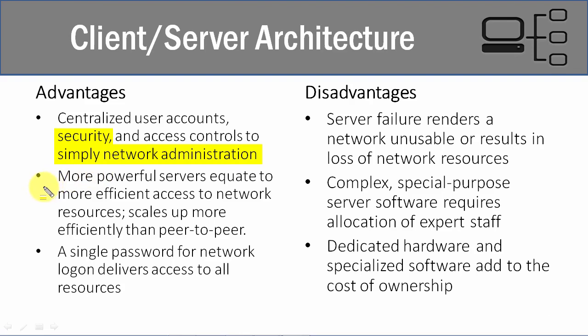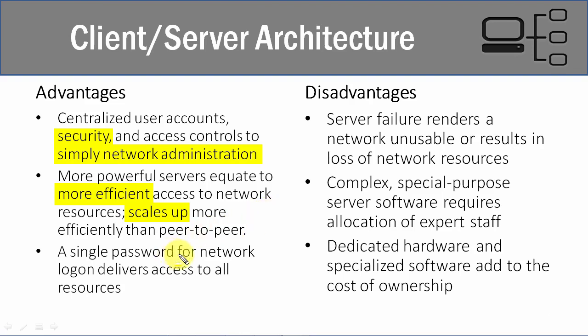Now, another benefit is that when we do go with this architecture and set up servers, they're typically going to be a lot more robust than a client computer. They're going to cost a lot more. However, because they're more robust, they're going to be much more efficient in the way that they provide resources on the network. And so they scale up a lot easier, they are going to be more efficient, and they're going to be a lot faster than if we had a peer-to-peer network.